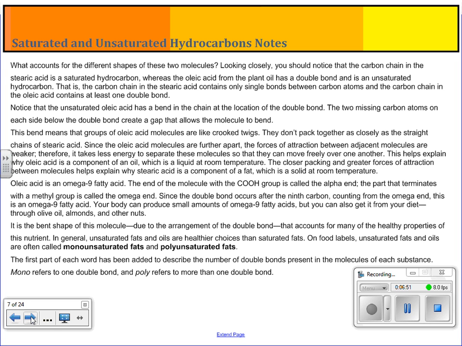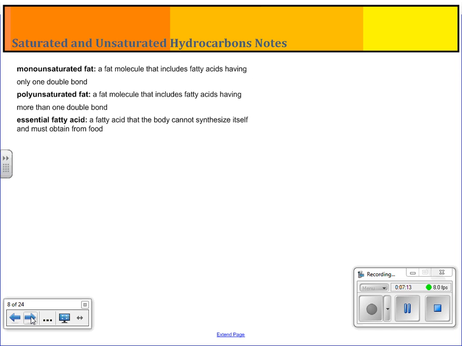On food labels, unsaturated fats and oils are often called monounsaturated fats and polyunsaturated fats. The first part of each word has been added to describe the number of double bonds present in the molecules of each substance. Mono refers to one double bond, and poly refers to more than one double bond. So a monounsaturated fat is a molecule that includes fatty acids having only one double bond, and a polyunsaturated fat is a fat molecule that includes fatty acids having more than one double bond. And an essential fatty acid is a fatty acid that the body cannot synthesize itself and must obtain from food.